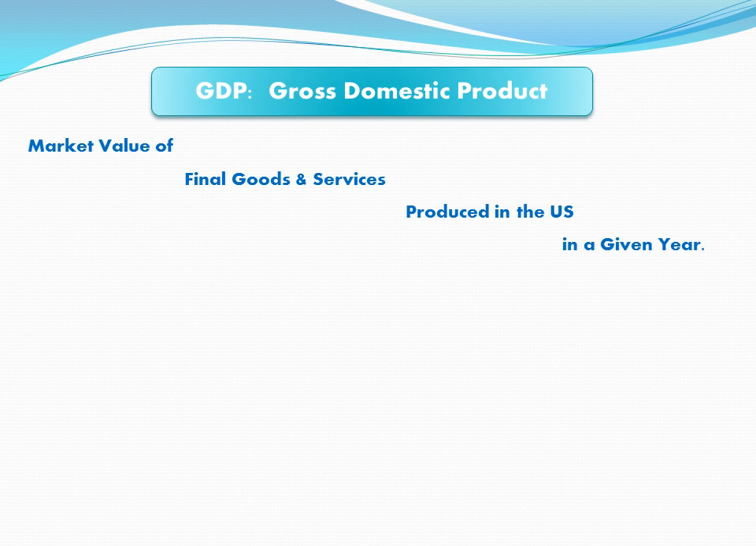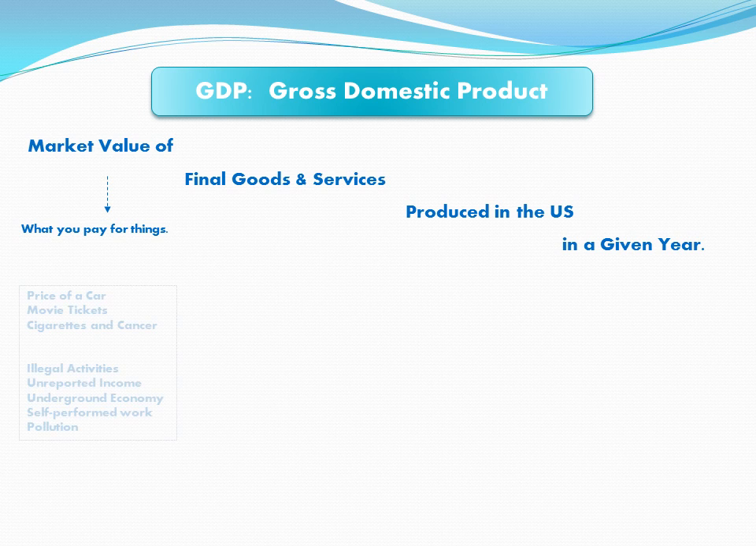All right, so let's move in. Definition of gross domestic product. So I have it in four components here. It's one definition: market value of final goods and services produced in the U.S. in a given year. And let's deal with each component of this definition. Market value refers to what we pay for things. Now, obviously, if we go and purchase a car, say for $50,000, that's part of GDP. That's the market value. And here, movie tickets, you buy cigarettes, and so these have market value.